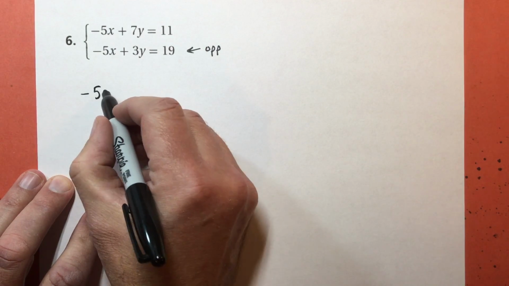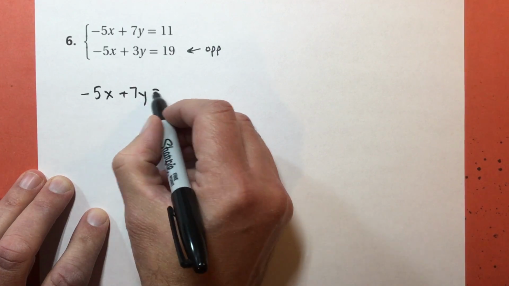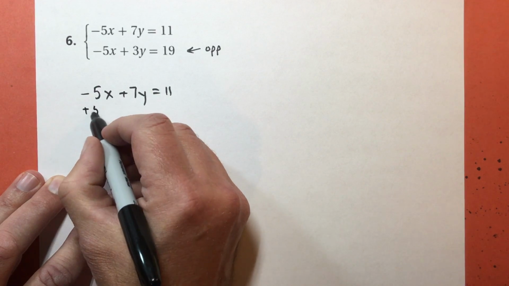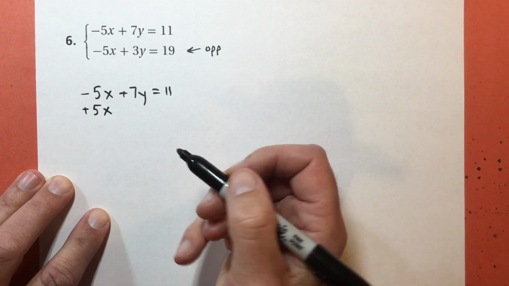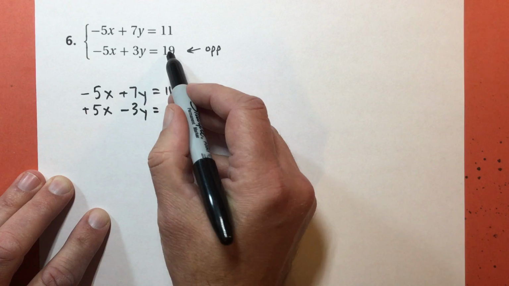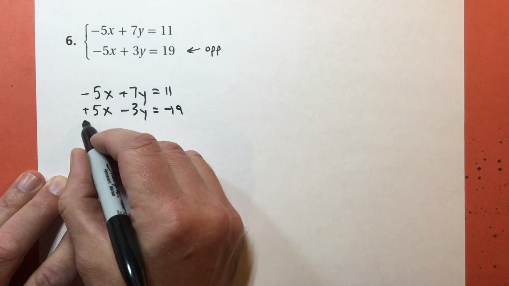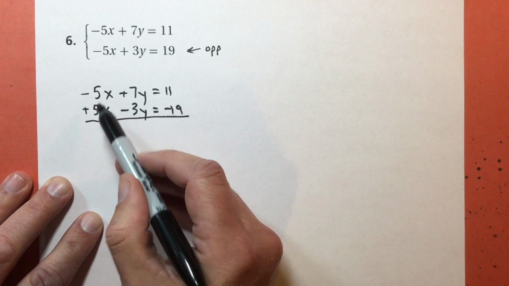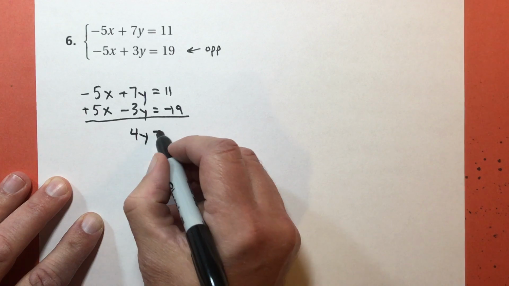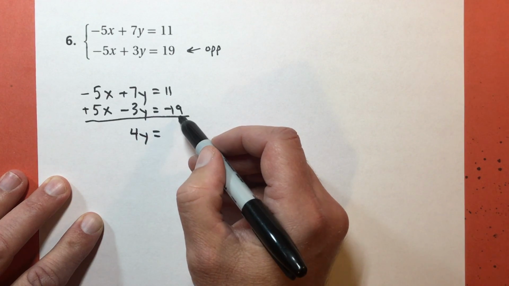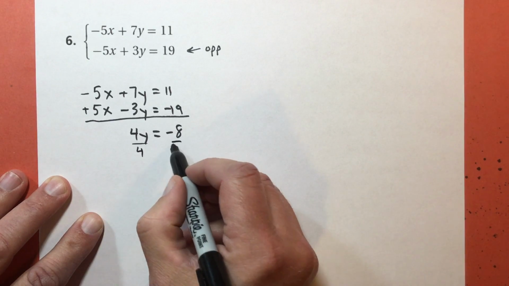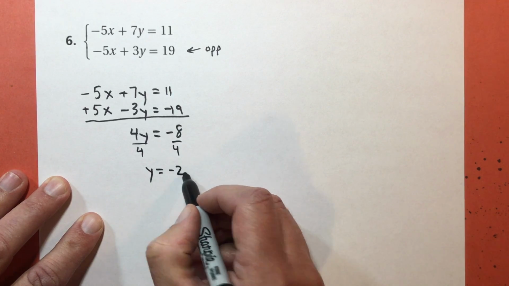So my first equation is going to be negative 5x plus 7y equals 11. The opposite of negative 5 is positive 5. Usually I don't put a plus sign, but I'll do that for you. The opposite of positive 3y is negative 3y. And the opposite of positive 19 is negative 19. Negative 5 plus 5 is 0, 7y plus negative 3y is 4y. And positive 11 plus negative 19 is negative 8. Let's divide by 4, and I get y equals negative 2.